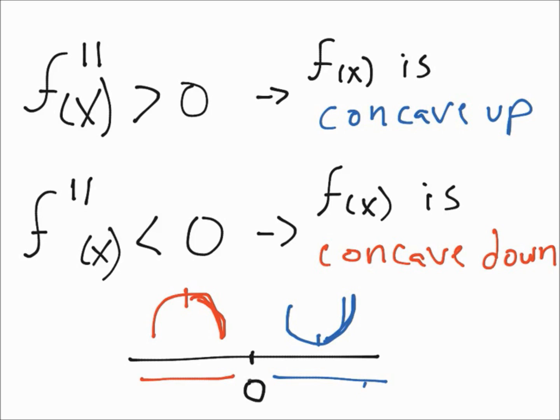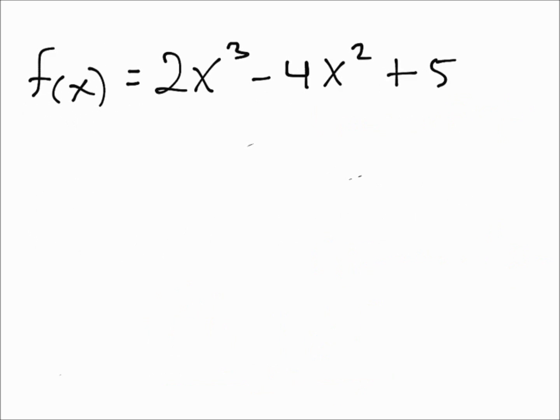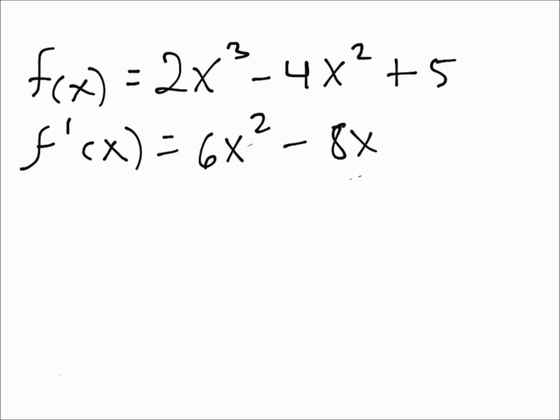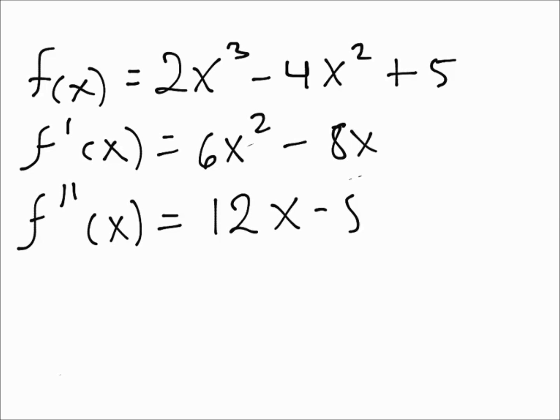Now I'll solve a quick problem. So our function is 2x cubed minus 4x squared plus 5. The first step is to find the first derivative, so f prime x. That's going to be 6x squared minus 8x plus 0. So you can just leave it like that. Then you want to find f double prime x, so the second derivative. That's going to be 12x minus 8.